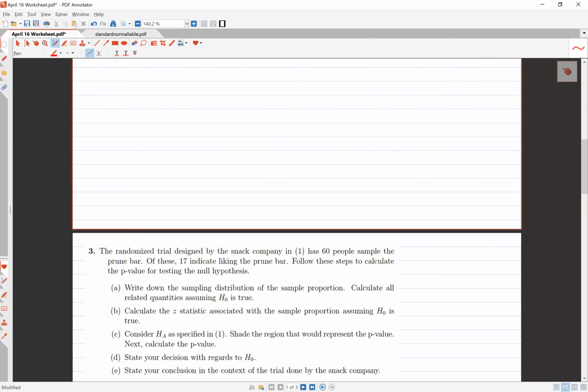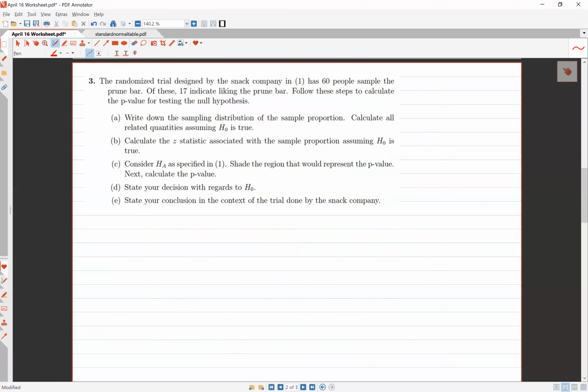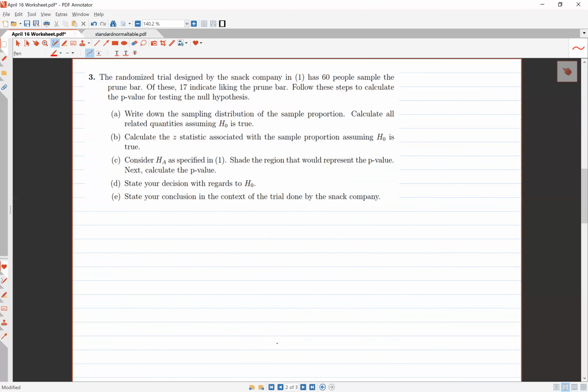Now, when we start adding to this, when we start turning this into actual formal testing, there's a lot more that goes into it. But I tried to break down the steps here so that you can see all of these are concepts that we've covered and that you should be somewhat familiar with. So we're back to the snack company. They have a sample of 60 people who are trying this prune bar, and 17 people indicate liking the prune bar. Now we're going to follow some steps to test the null hypothesis.